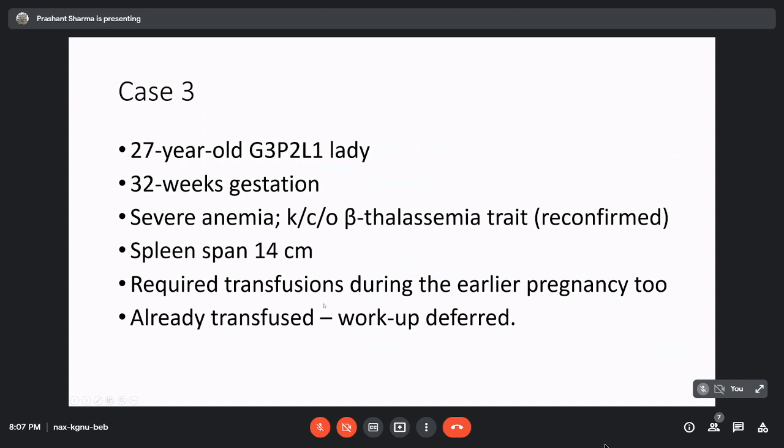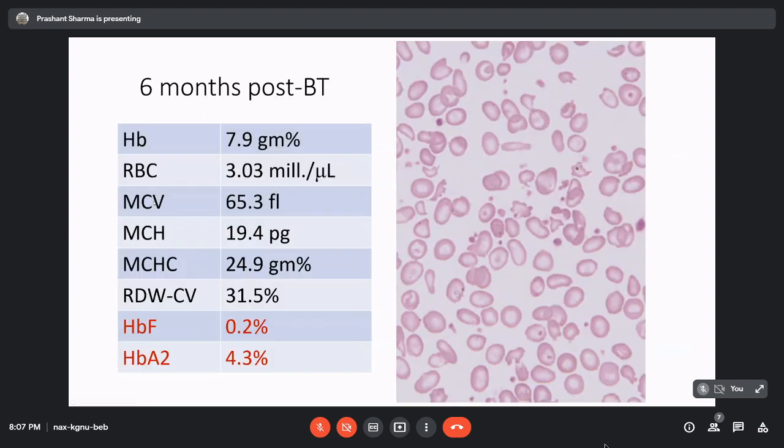Right now, she's already been transfused. So there's no point working her up for a hemoglobinopathy this time. We can always defer her workup. In any case, she's at 32 weeks. You're going to transfuse her and wait the pregnancy out. So now 6 months post-transfusion, she's come back. Her baby is now 6 months old and her hemoglobin has now become a little better, to 7.9 gram percent. It's still, of course, very low, but it's not as bad as it was during pregnancy. She's got microcytosis and hypochromia, and her RDW is elevated.